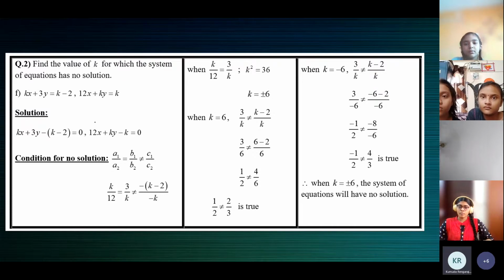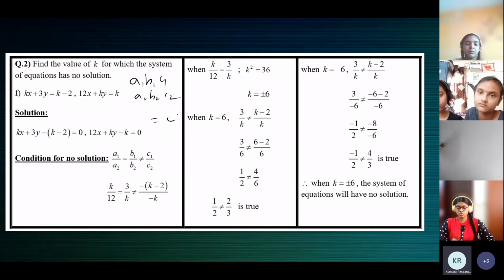So the first step is to write the equation in the standard form so that you can get the values of A1, B1, C1, A2, B2, C2. Bring all the terms to one side equal to 0. When you have an expression like k minus 2, you can see that k minus 2 does not have x or y in it. So that's a constant.